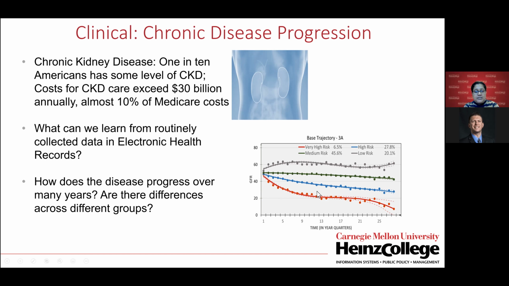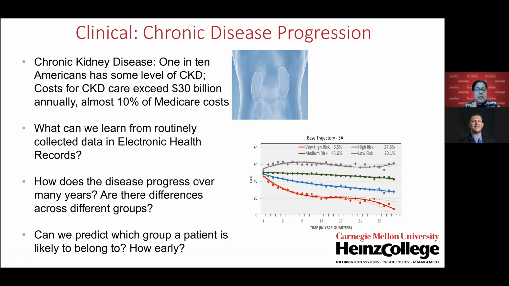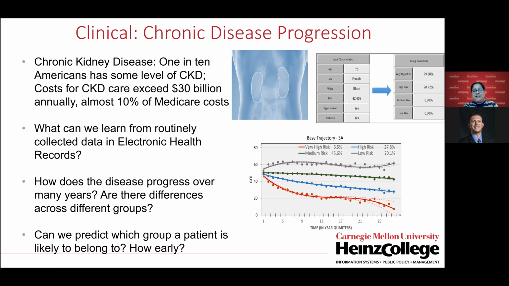You can look at the population and say, my population of patients, the clinician says, is really following 4 distinct pathways. You can label them low risk, medium risk, high risk, and very high risk. Maybe the very high risk and high risk are the patients that the clinician wants to track. So the question they want to ask is, can we predict which group a patient is likely to belong to, and how early can you predict?